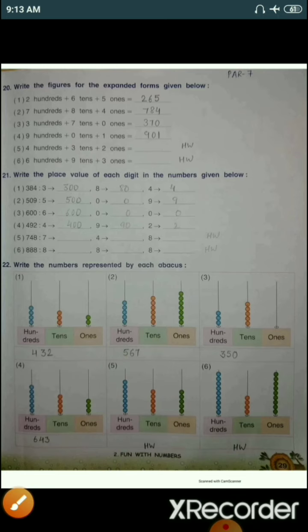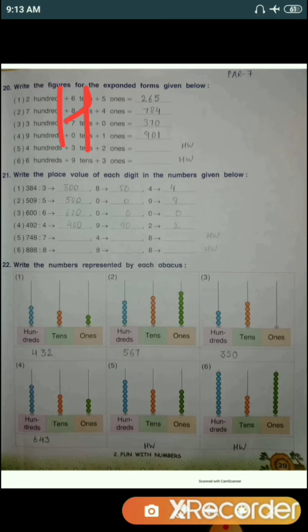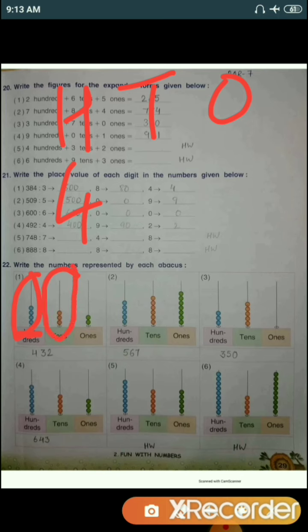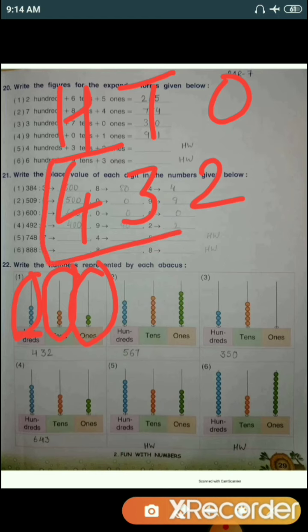So I will write here first hundreds, tens and ones. So in hundreds, how many beads can you see? 4 beads in hundreds place. Okay. And in the second row, that means in tens column, there are a total of 3 beads. And in ones column there are a total of 2 beads. So 4, 3, 2.